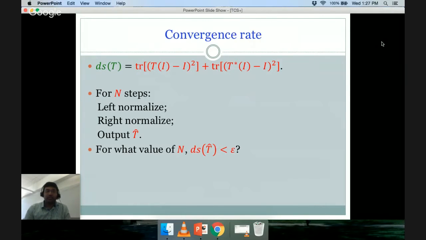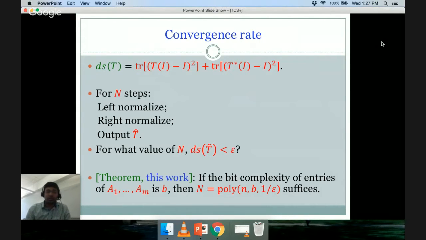And we have this algorithm, and the question is for what value of capital N this doubly stochastic measure is at most epsilon. Okay, so the main theorem we prove in our paper is that if the bit complexity of the entries of the matrices A1 to AM is B, then a polynomial number of iterations suffice to drive this doubly stochastic measure to epsilon. So it's polynomial in N, bit complexity, and 1 over epsilon. In this number of iterations, you converge to epsilon doubly stochastic. Any questions to this point?